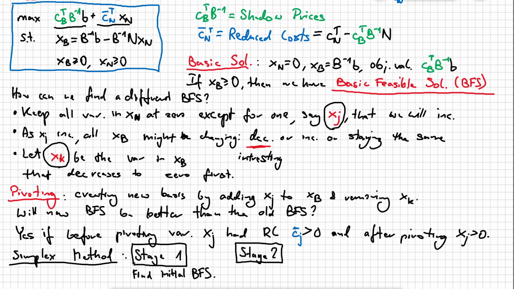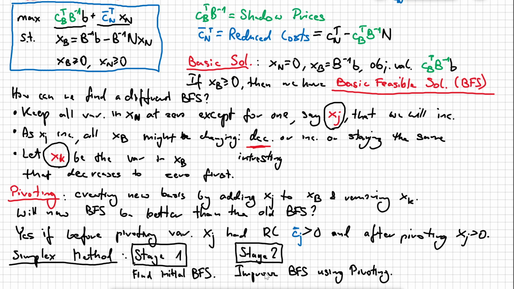And in stage 2, what do we try to do? We try to use pivoting to find a better basic feasible solution. So we could say: improve the current basic feasible solution using pivoting. This is a little bit brief, but let's be more specific here.